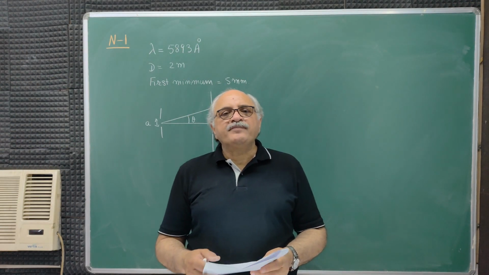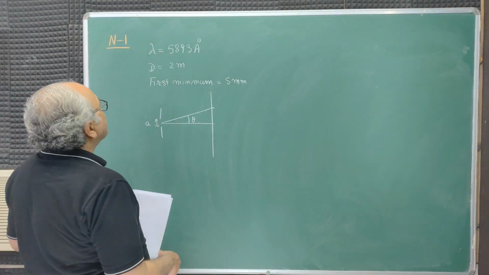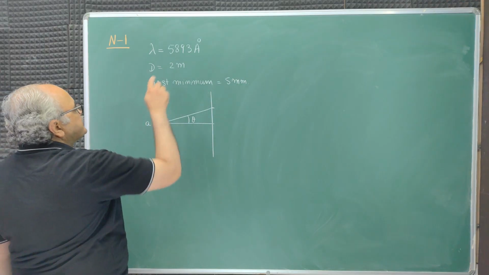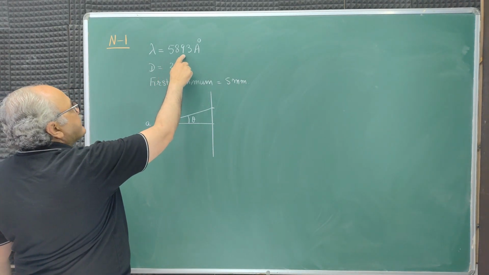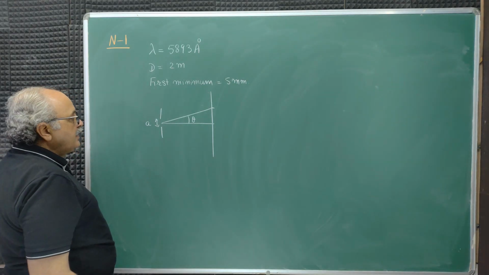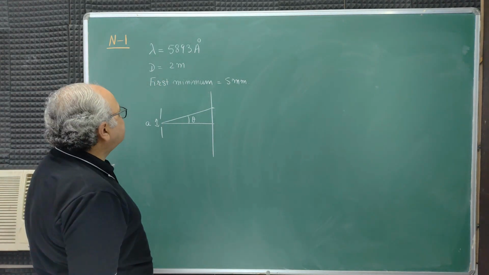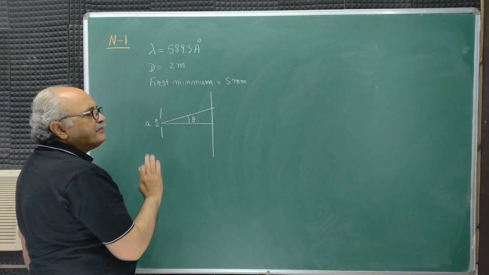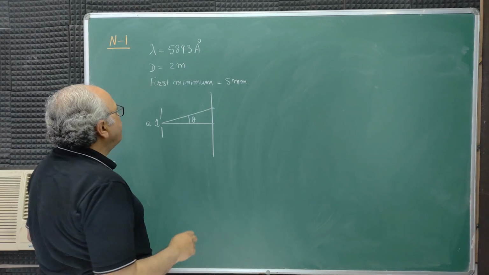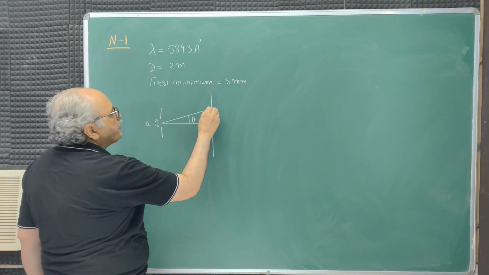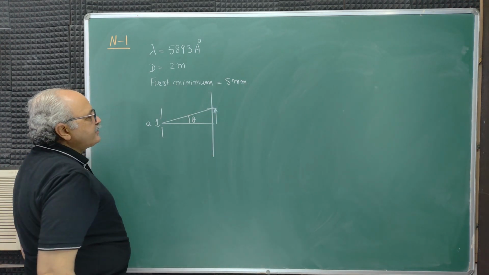So let's take the first numerical. In this numerical, it has been given that the wavelength used in this Fraunhofer diffraction of a single slit is 5893 angstrom, and the screen is at a distance of 2 meter, which is nothing but the focal length of the lens. I'm just making a simple diagram. I'm not showing the lens here deliberately, just to keep things simple. And the first minima is obtained at a distance from the center that is 5 millimeter.